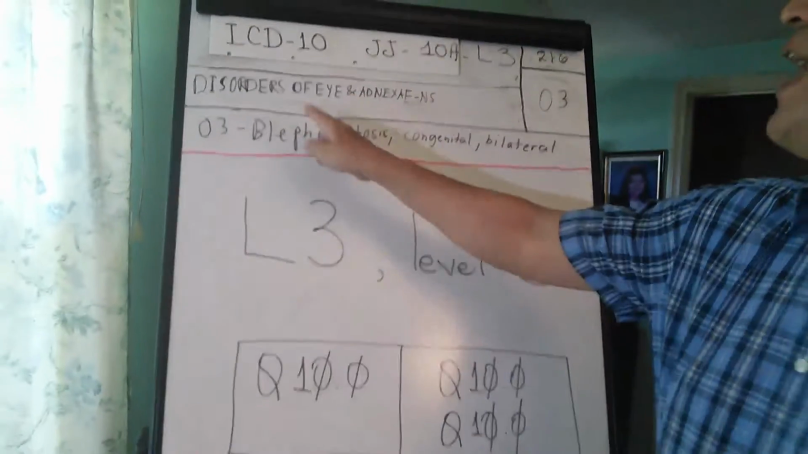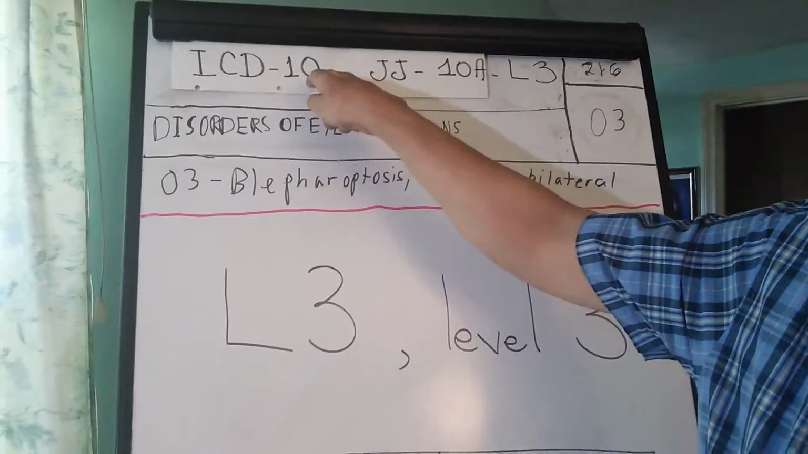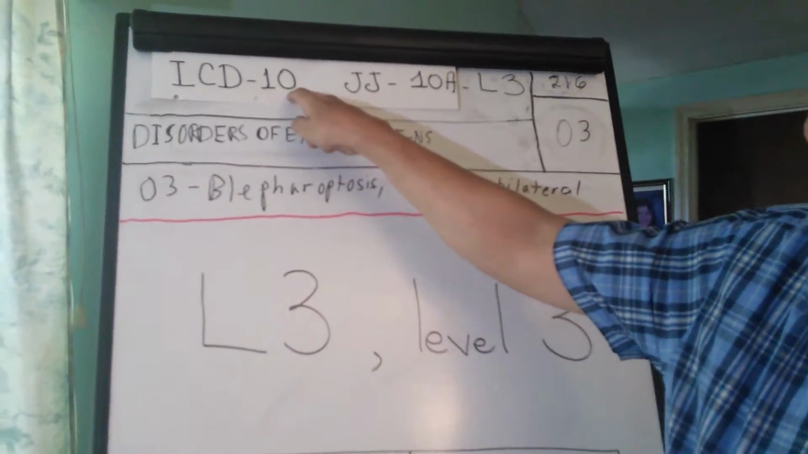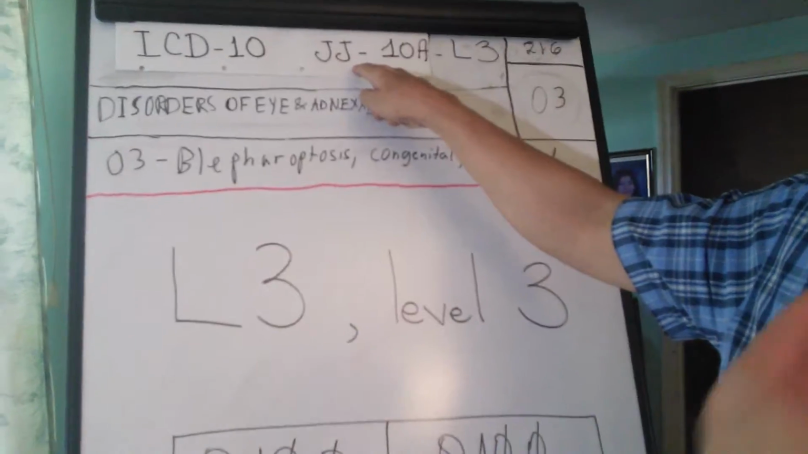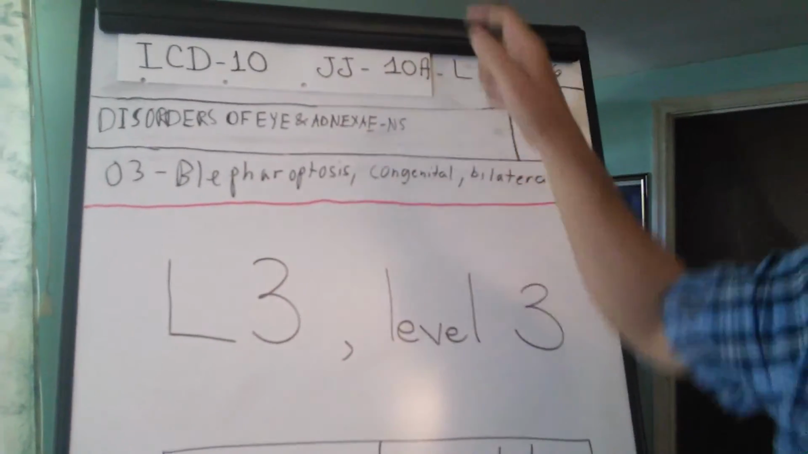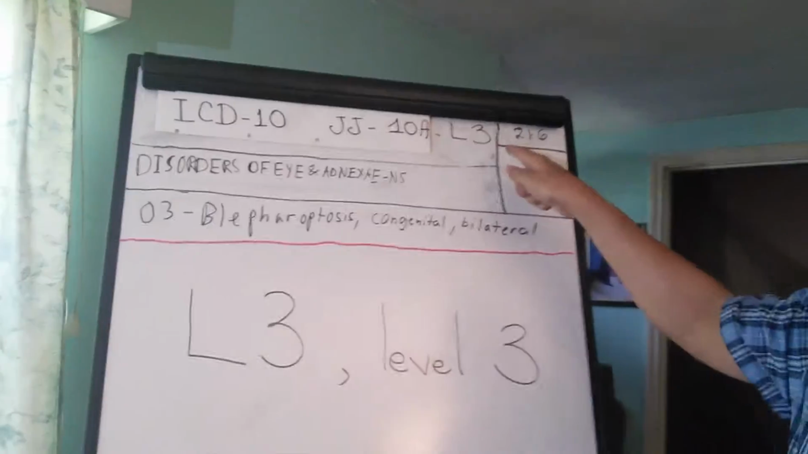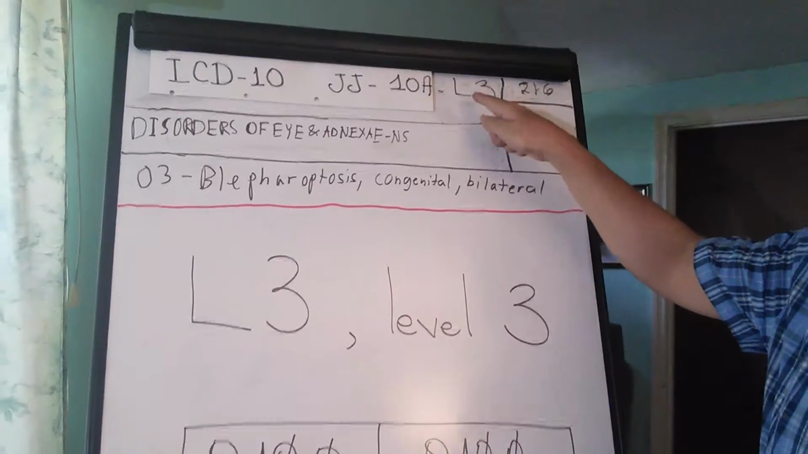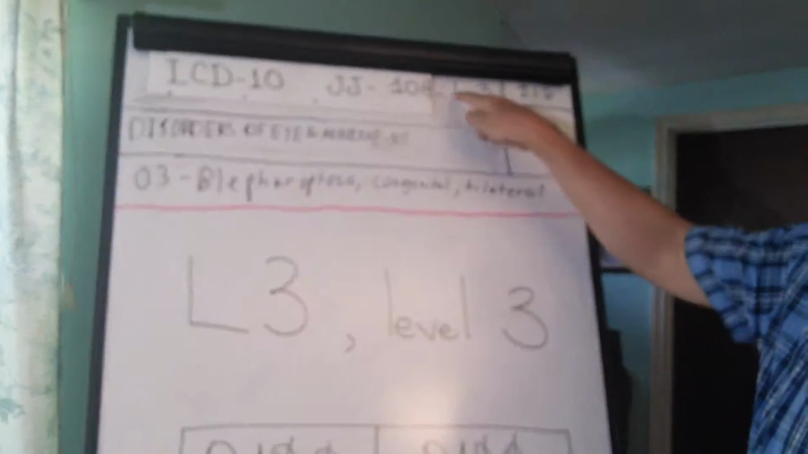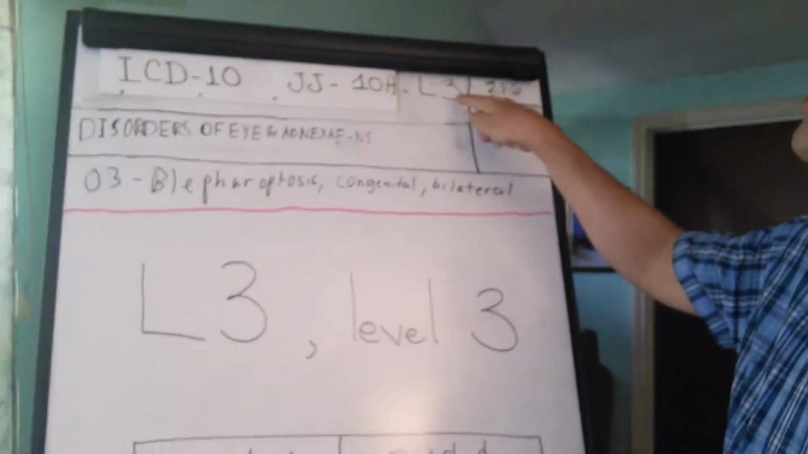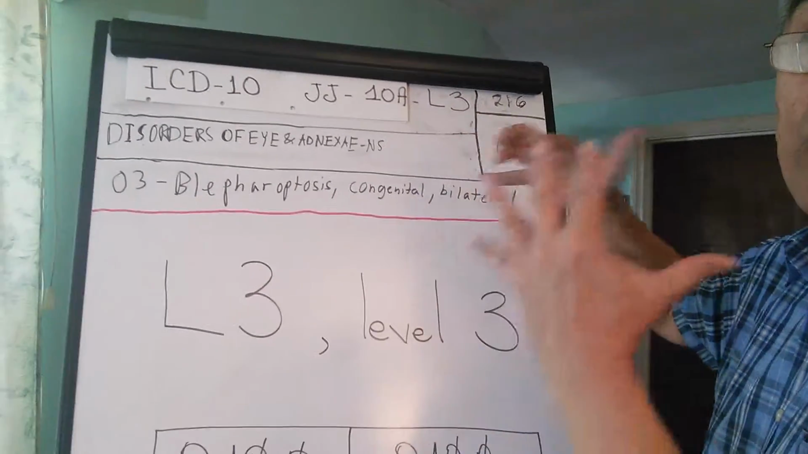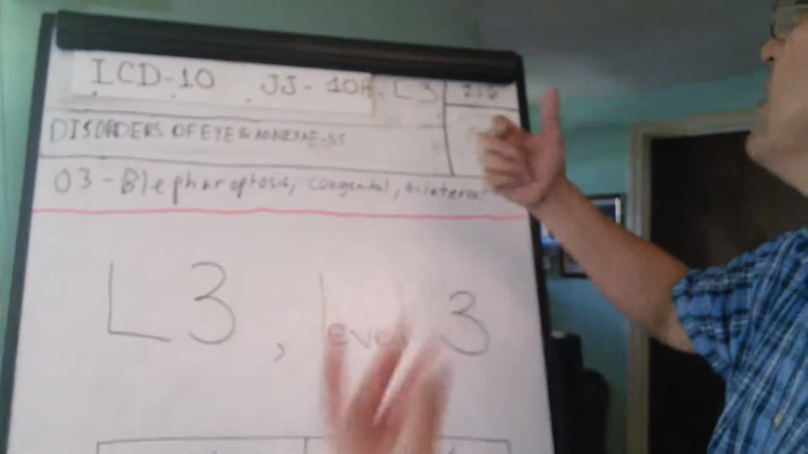The problem that we have now is, let me read the whole code. ICD-10 is the coding system that we're using. JJ is our name. 10A is the name of the book, as you see here. And L3 is the concept that we're introducing after the 10A, which means level 3. These are the questions where we don't agree with the book's answer.